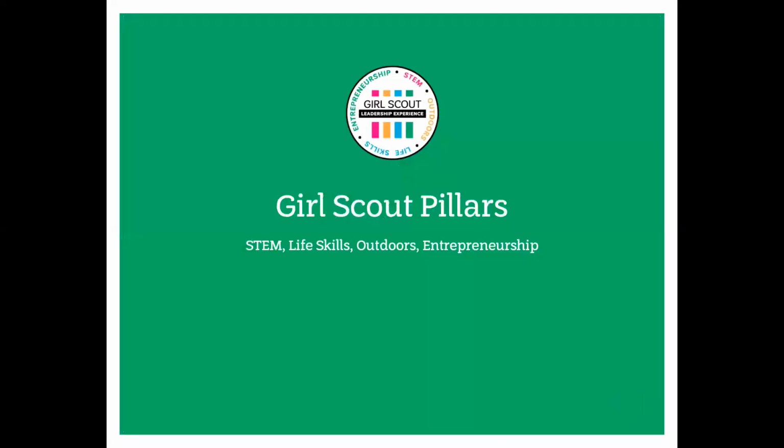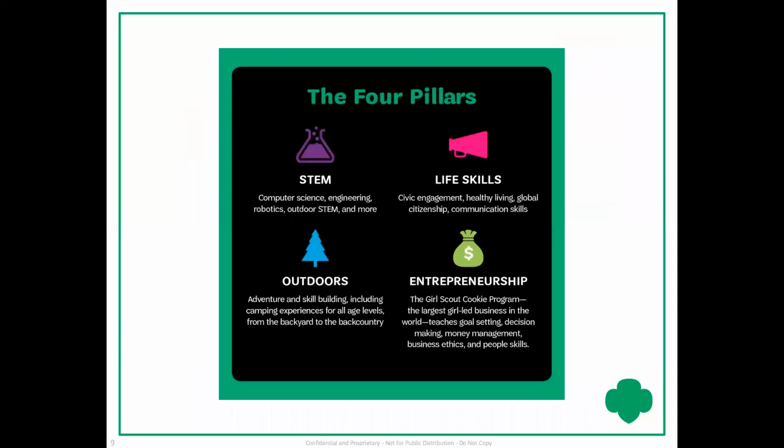Now let's talk about the Girl Scout pillars: your STEM, your life skills, your outdoor, your entrepreneurship. And again, this is something simple, and we have a little bit of description. This slide was with the purpose to actually show you guys what it means when we talk about the pillars. What is life skills? It's your healthy living, your citizenship, your communication skills.